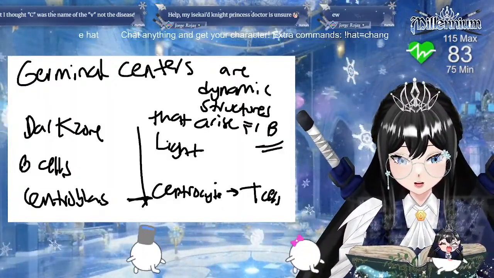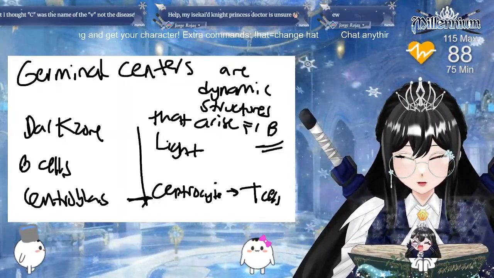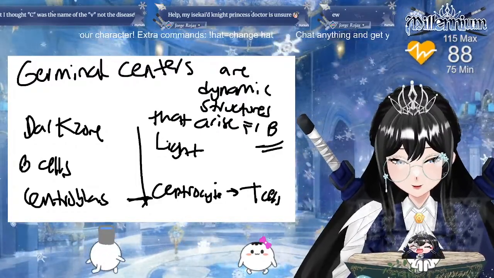Following activation, the IgM positive B cells migrate into the germinal centers. There, it's like a house.